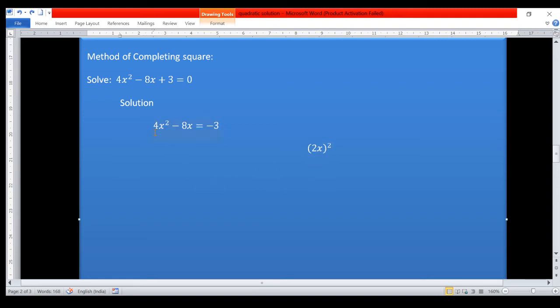Next, I'll write this 4x² as what? (2x)², right? Balanced. The reason I want to bring this into (a + b)² form is that it looks like what we had in the formula derivation. Almost similar to that: (2x)² − 2 × 2 × x. Because I wanted 2ab for the formula, a is what? 2x I identified. So that's why 2 into 2x.